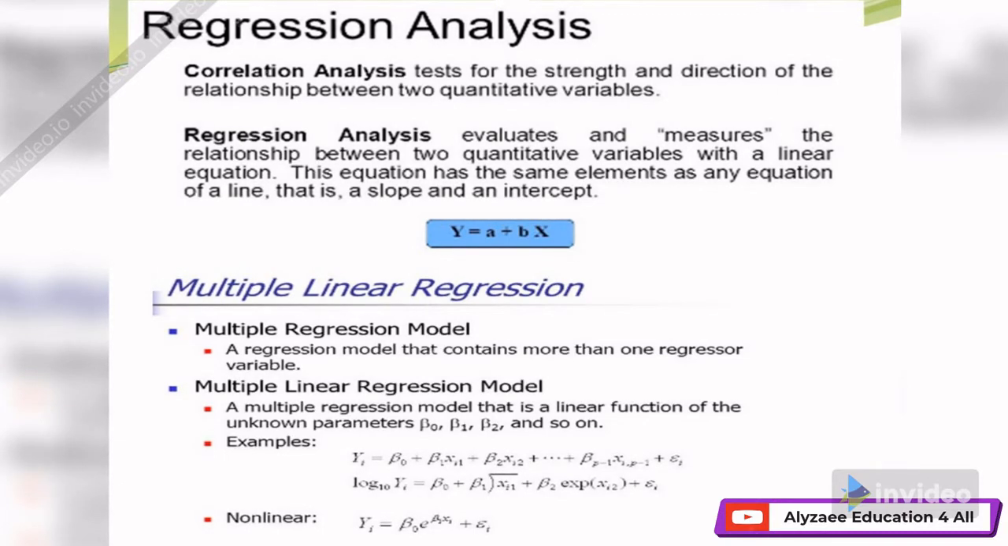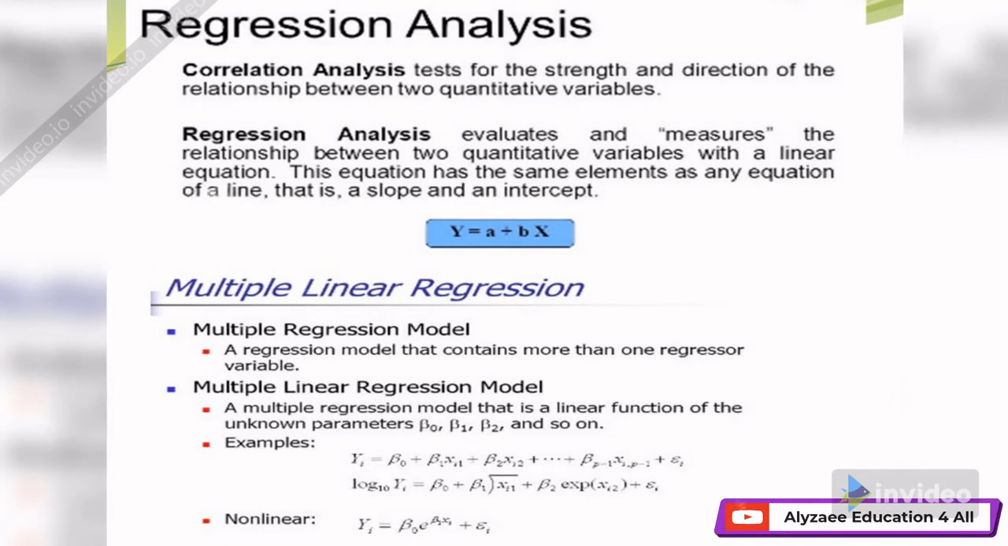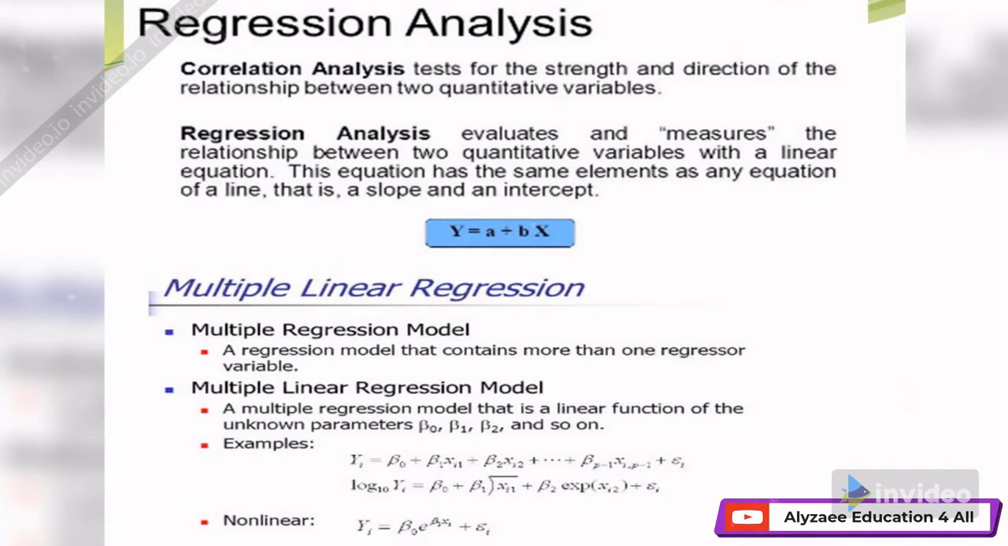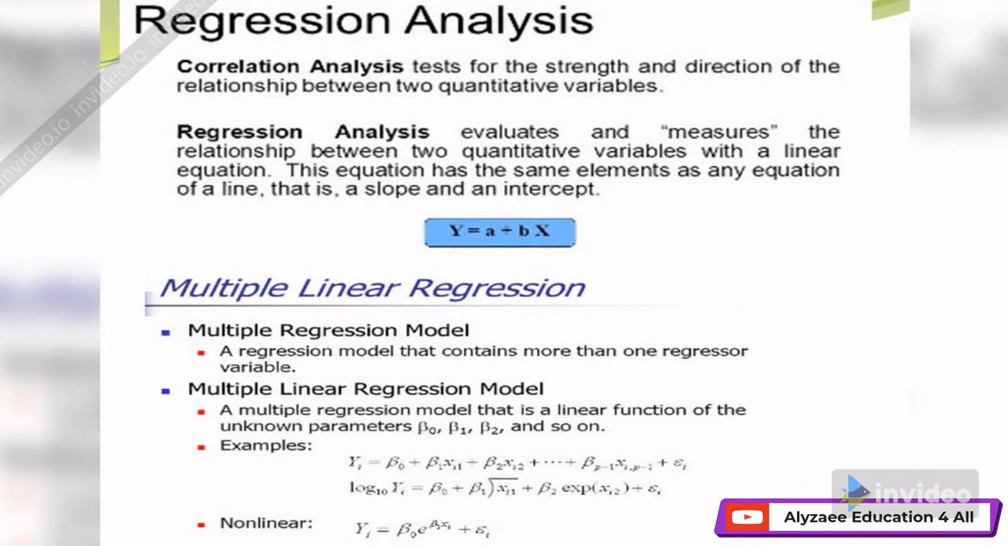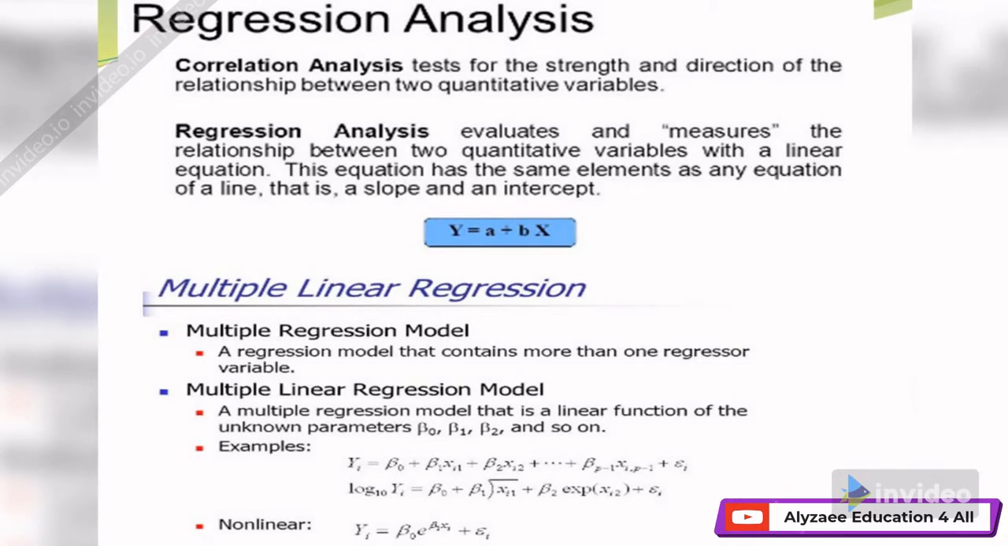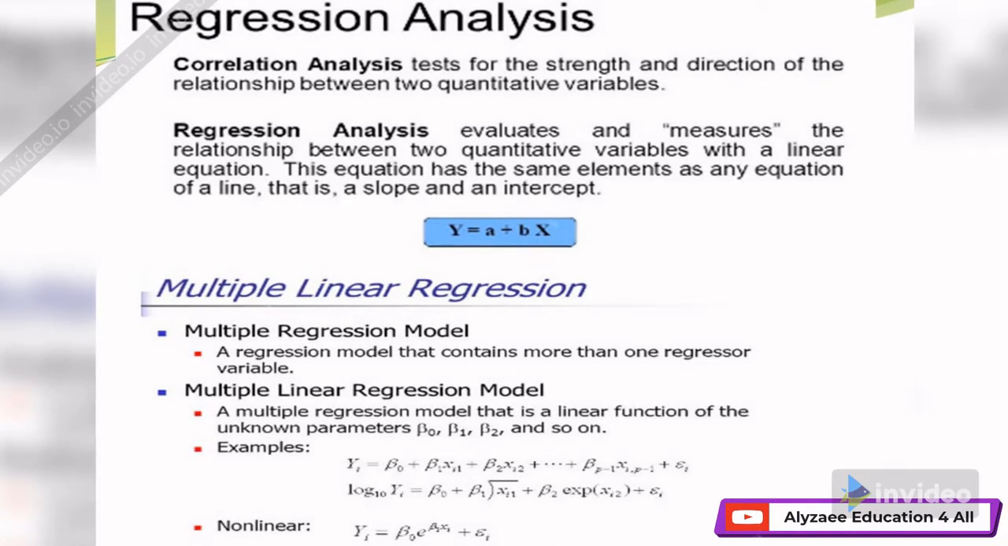So for example, what formula do we have? Y is equal to a plus bx. Multiple linear regression, when we are going into those details: what is a multiple regression model? A regression model that contains more than one regressor variable, or a multiple regression model that is a linear function of the unknown parameters. Which are those unknown parameters? Beta naught, beta 1, beta 2 and so on.